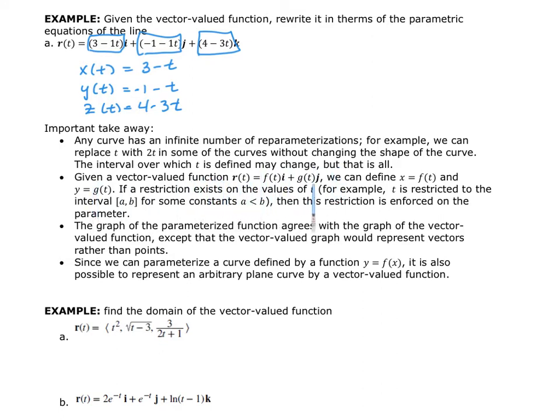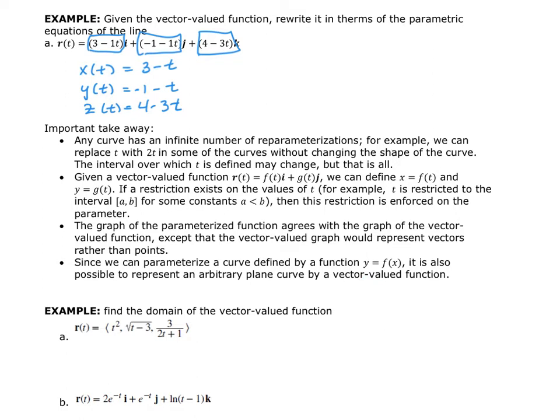Given a vector valued function, we can define x is equal to f of t and y is equal to g of t. If the restriction on the values of t for each one of those individual functions is some value in this interval, then the restriction has to be enforced on the parameter. And the graph of the parameterized function has to agree with the graph of the vector valued function, except that the vector valued graph would represent vectors rather than points. And the parameterization of a curve defined by the function y is equal to f of x is also a possible representation of an arbitrary plane curve by a vector valued function.